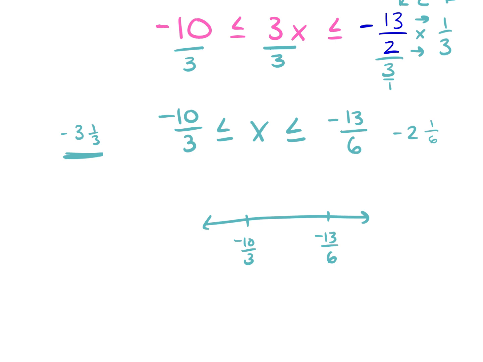Here it's a little bit more challenging to tell a number in between to plug in. But we just follow the same rules that we've been doing. We're going to shade in between for these two. So would I put an open or closed circle at negative 10 over 3? Closed circle, because it's a less than or equal to. What about at negative 13 over 6? Closed circle. And we would shade in between. So same thing that we've been doing.